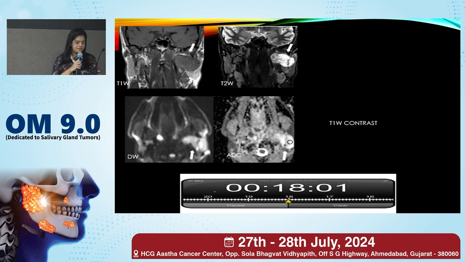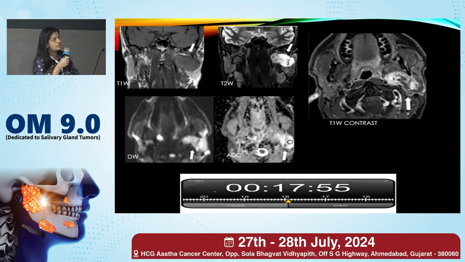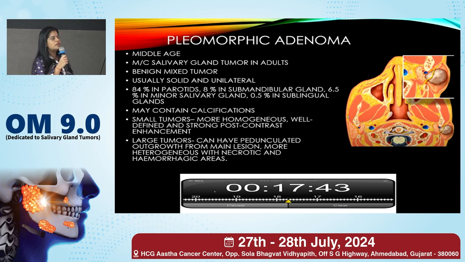When an FNAC was done for this patient, it came out to be pleomorphic adenoma. On T1 post-contrast imaging, we see that the lesion is showing heterogeneous post-contrast enhancement. So pleomorphic adenoma, importantly, happens in middle age. It is a benign mixed tumor and it has both epithelial and mesenchymal components.